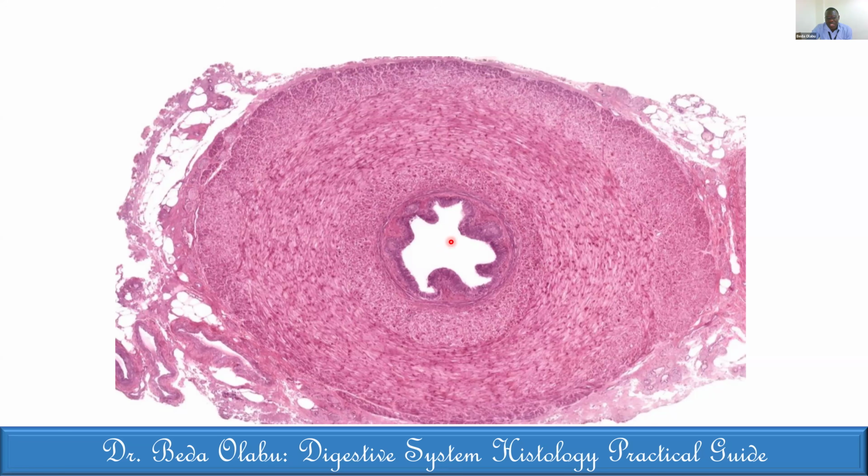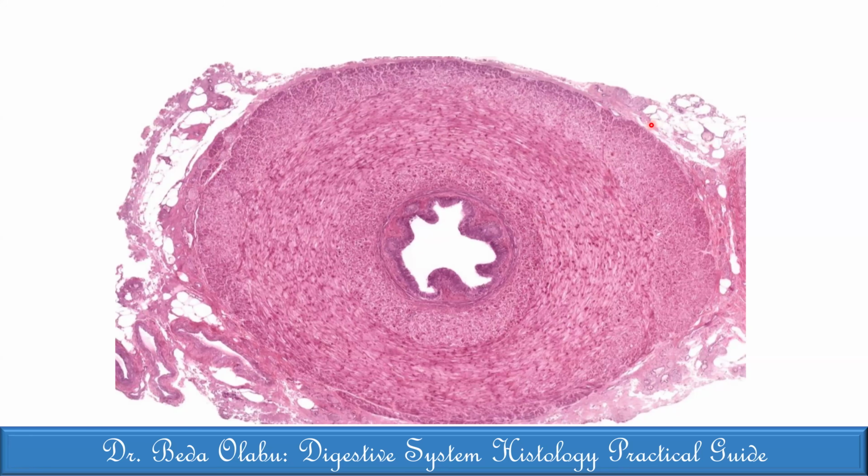If you look at the size of that lumen vis-a-vis the thickness of this wall, this cannot be stomach. Stomach has a very wide lumen compared to its wall thickness. We expect the lumen of the stomach to be much bigger than its wall. This wall is much thicker than the lumen. Yes, Robert.